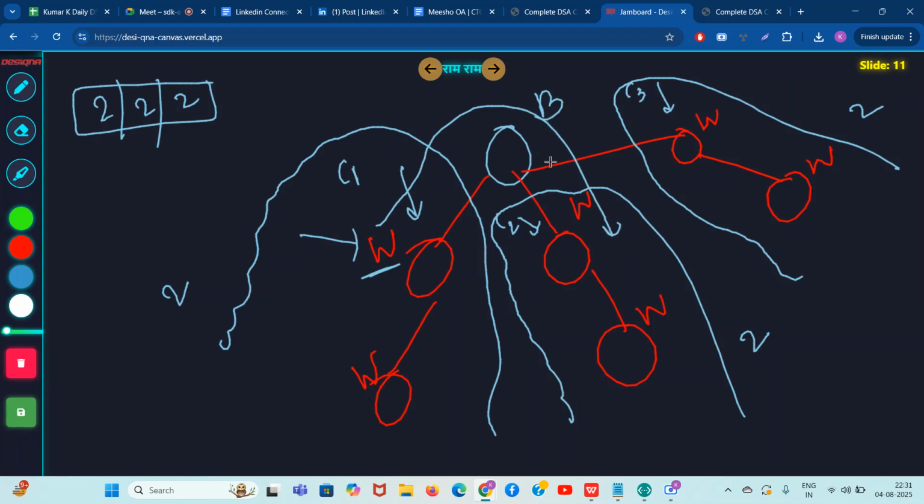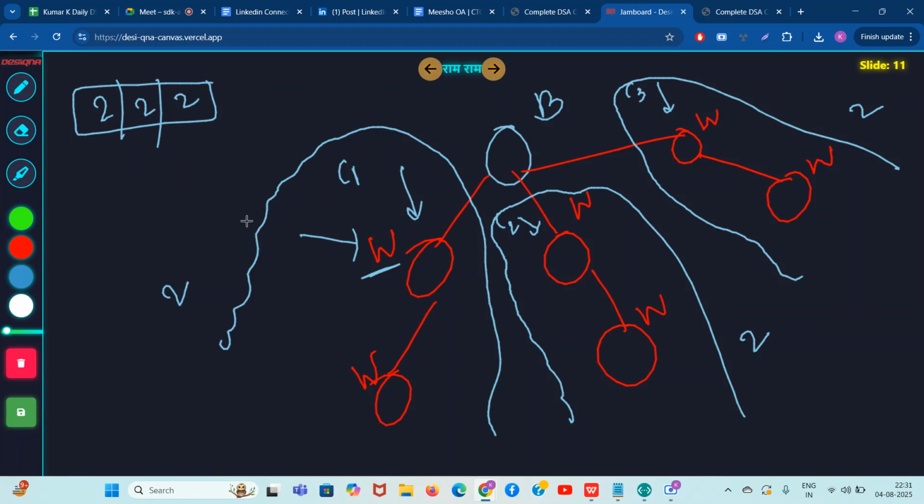This path will have only one black. This white can make a relationship with this white, and this path will also have exactly one black node, right? Similarly, this can go and make a relationship with this, and this, and this. So this guy can make a relationship with this also and this also.